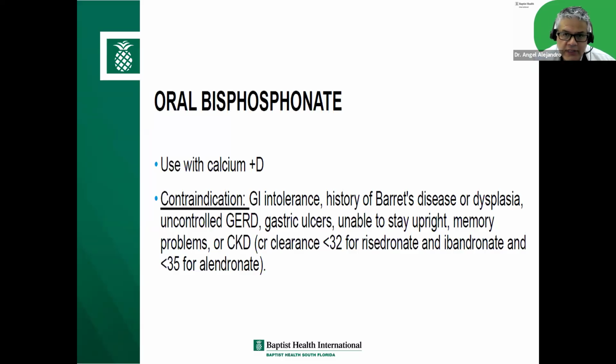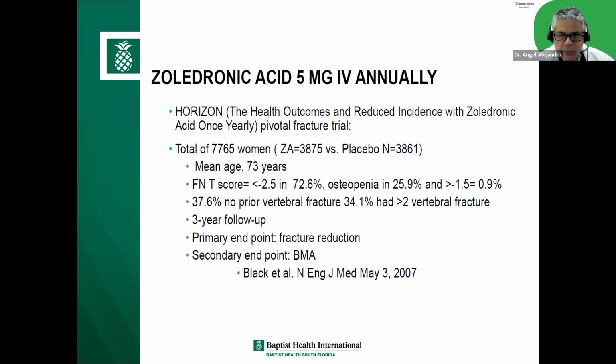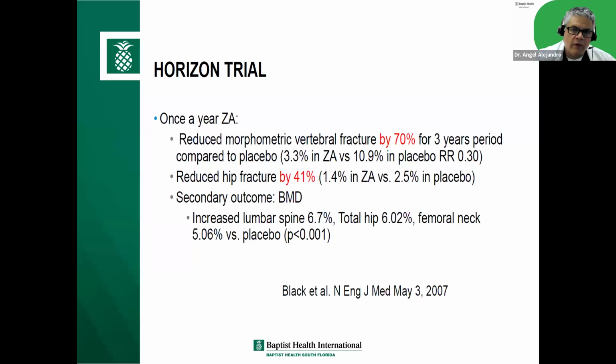In that case, you would use the denosumab, which does not affect the kidney. This is just a quick summary of the data presented when zoledronic acid was approved. Okay, and what you see is a significant reduction in fractures, especially in the vertebral spine. Okay, IV zoledronic acid is very well tolerated. Okay, we give it here once a year.